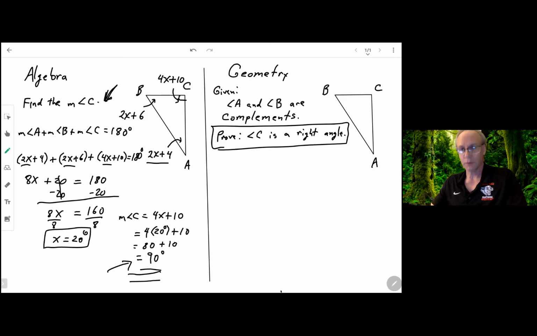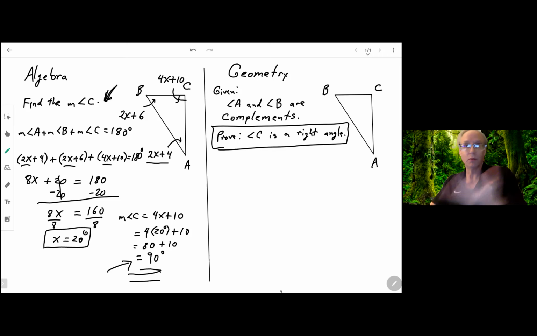Now, in order to get to angle C being a right angle, I can use the fact that the three angles add up to 180, and that if two of them are 90, then the other one is 90. Now, that may seem pretty trivial, but it's extremely important, the difference between those two. So here's my proof. Now, it's going to look a lot like the one on the left here. Here's what I start with. I start with my given.